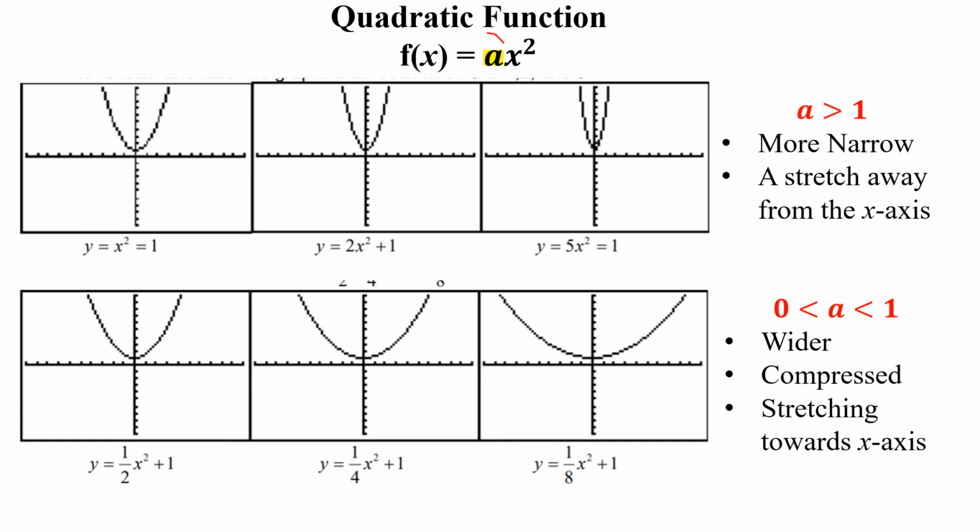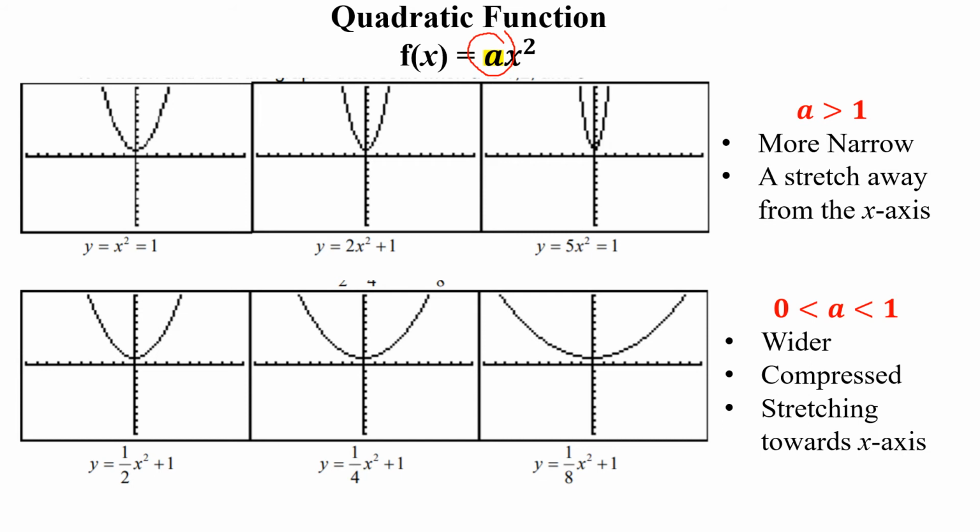Now, we have to look at this term right here, which is my a in front of my x squared term. If a is greater than 1, we will notice that as a gets larger, greater than 1, the graph is getting more narrow. So in other words, it's a stretch away from the x-axis. This is the x-axis, and the graph is getting farther and farther away from the x-axis.